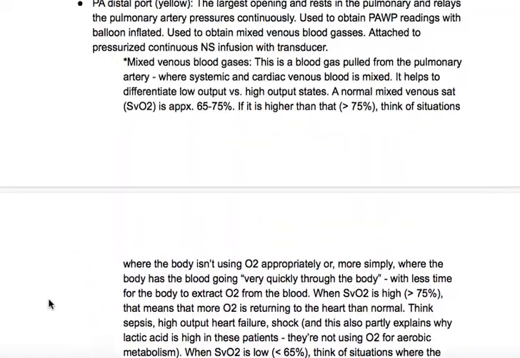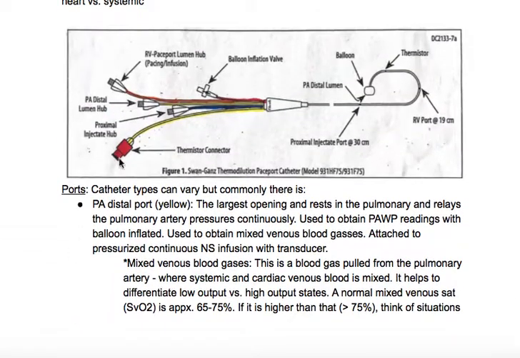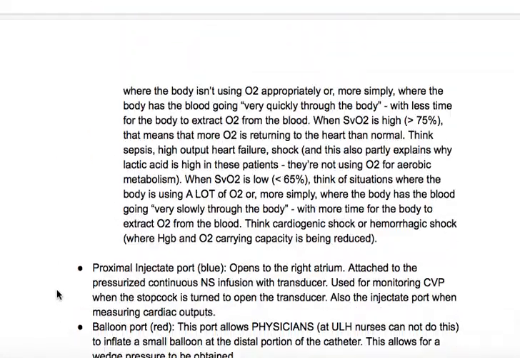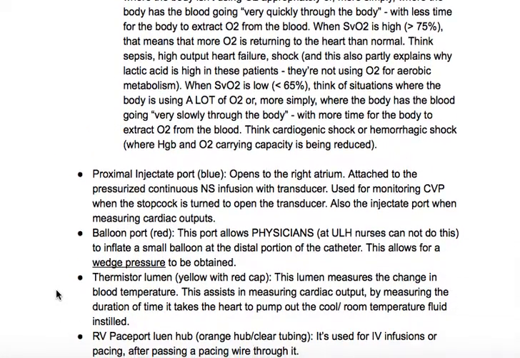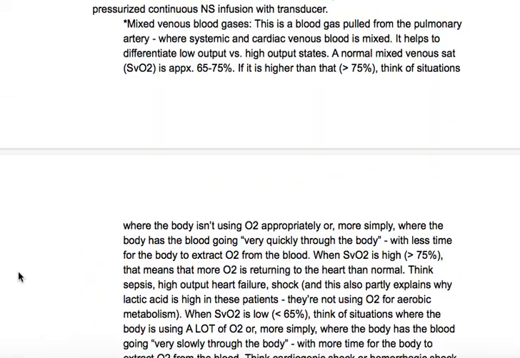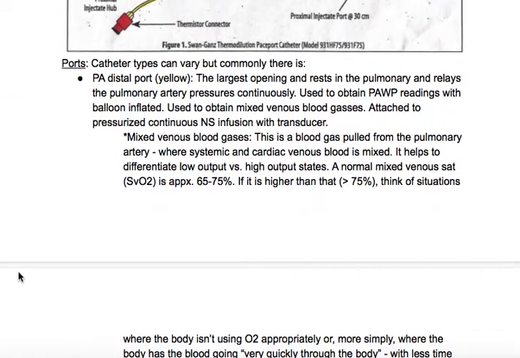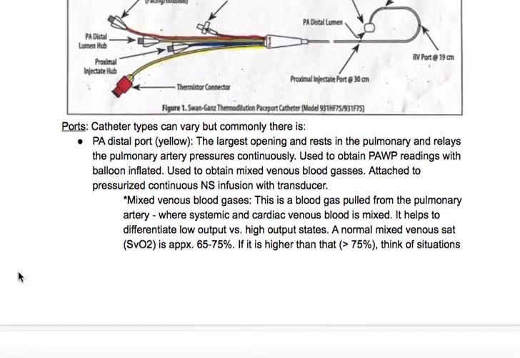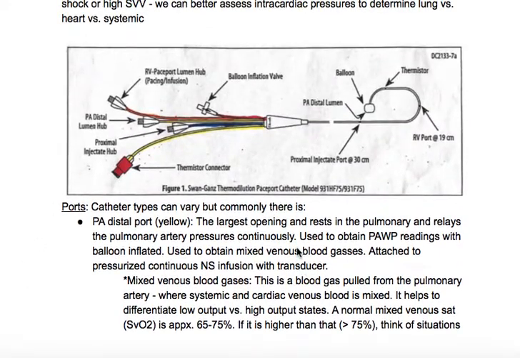The balloon port, or the red port, here's your balloon inflation valve. So this is where your syringe should be connected at all times. This port will allow your physicians to inflate that small balloon and get a wedge pressure. I apologize. I believe I said earlier up here that we did that with the PA port. So this is the portion, let me clarify.